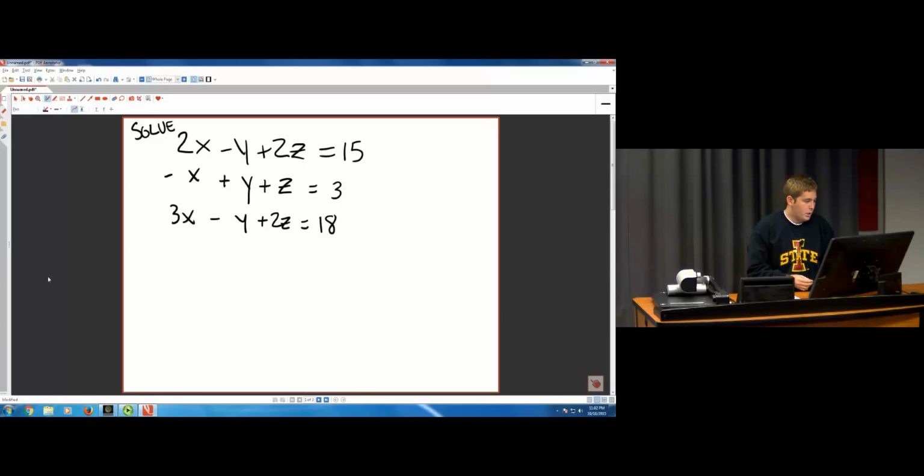Alright, good afternoon everybody. Today we want to talk about solving systems of equations. We want to talk about more than what we've talked about before, and we want to solve systems of equations where we have three variables. In order to solve for three variables, we're going to need three equations. What I like to do is label my equations. So I'm going to label the first one A, the second one B, and the third one C.